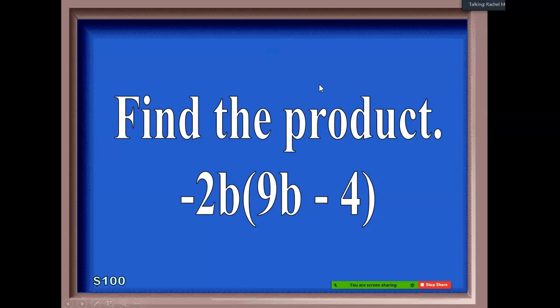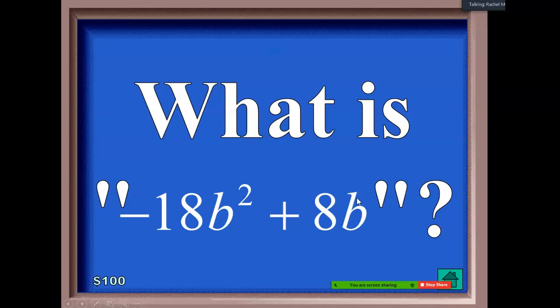Okay, find the product. That is correct. Yes, it's negative 18b squared plus 8b. There you go.